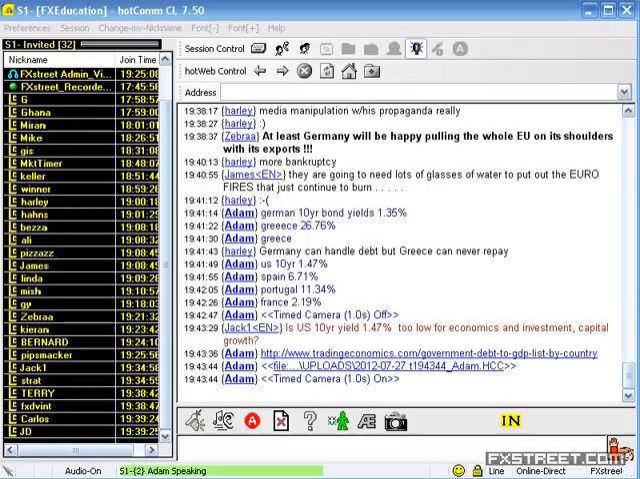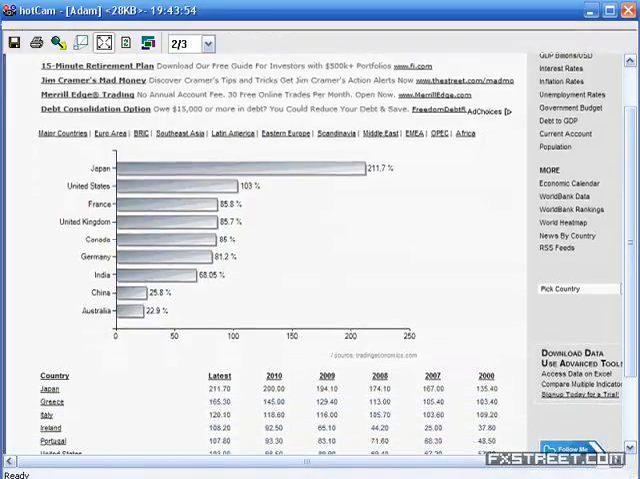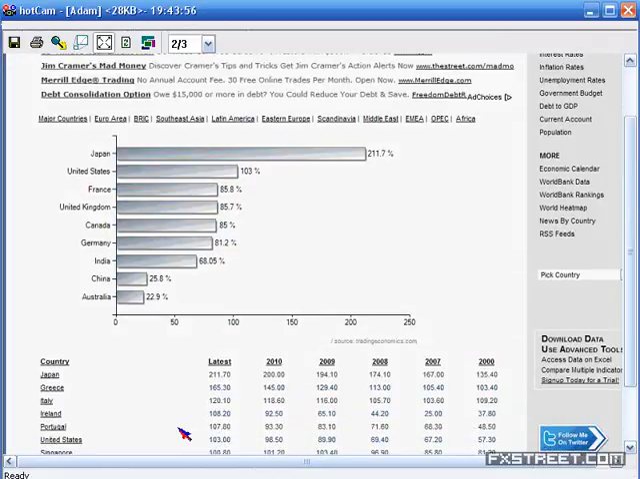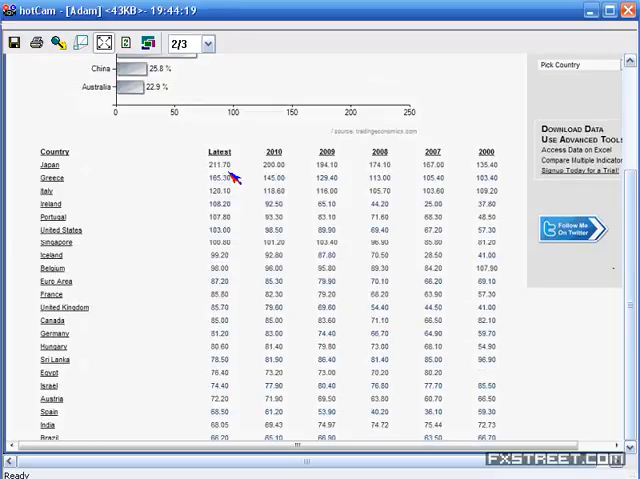This does a very good job of illustrating who's in trouble and who isn't, or who's in more trouble than the other. Japan has a debt to GDP ratio of 211%. For every yen that's taken in the GDP, they're spending 211. The U.S. is 103, France is 85, UK 85, Canada 85, Germany 81. But take a look at the actual list. Japan's number one with 211. No big surprise. That's gone up. It was 150 a couple months ago.